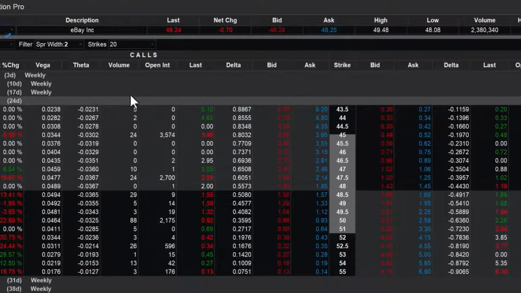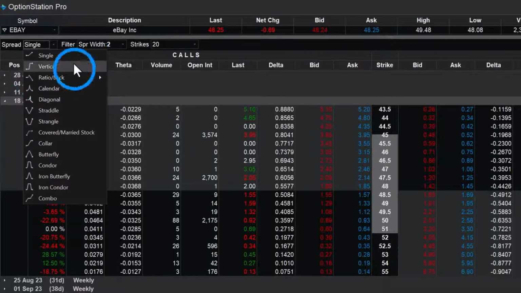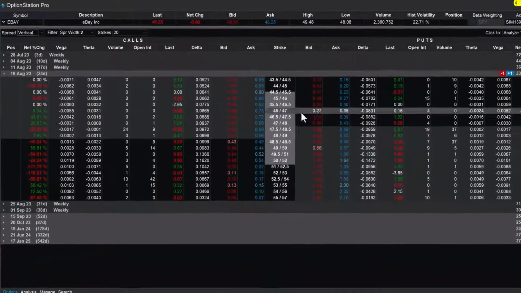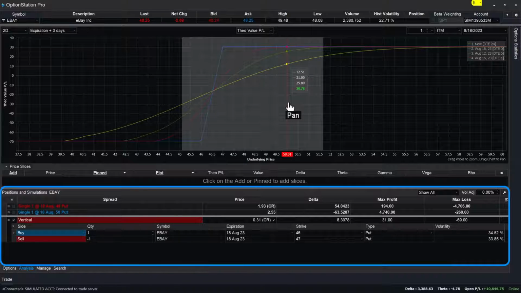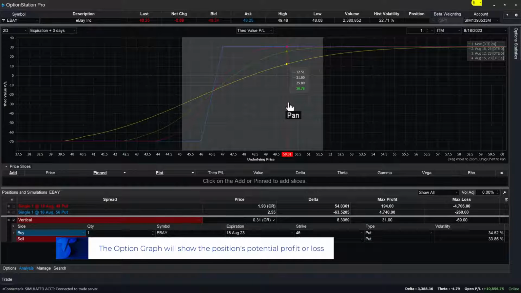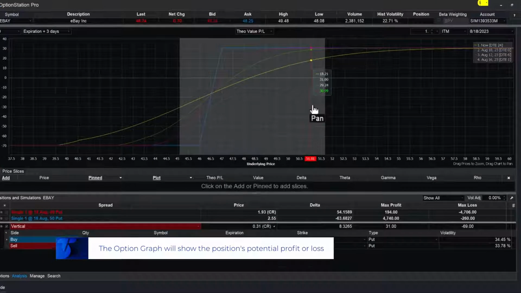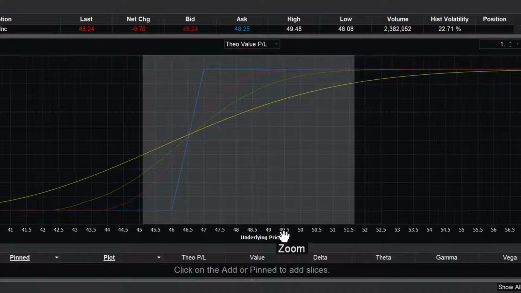Here we've added the symbol eBay to view its options chain. Let's change the spread selector to vertical and create an out-of-the-money bull put spread. The spread will appear on the Analysis tab under Positions and Simulations, and the resulting option graph will show the potential profit or loss that the position could incur from the option trade. This graph can be used to assess the risk and reward of different option strategies and make more informed trading decisions.